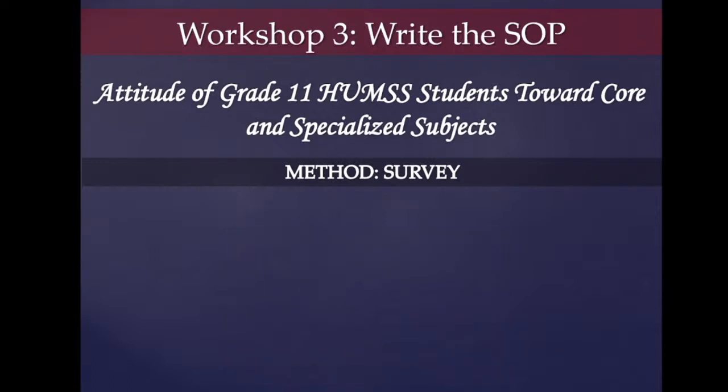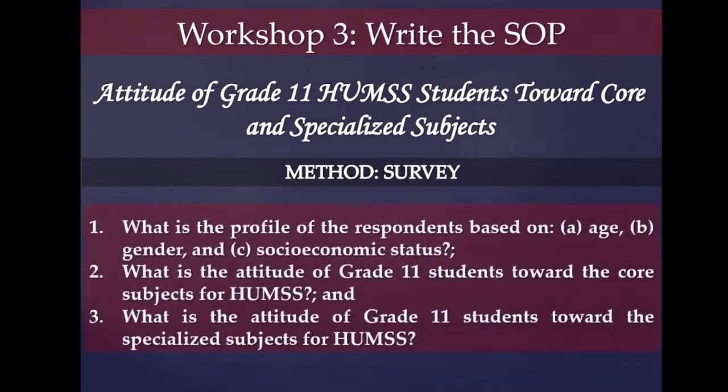Okay, so time's up. Let us see the possible list of research questions. As number 1, what is the profile of the respondents based on age, gender, and socioeconomic status? What is the attitude of Grade 11 students toward the core subjects for HUMSS? And lastly, what is the attitude of Grade 11 students toward the specialized subjects for HUMSS? Here we begin asking about the demographic profile first, followed by the attitude of the respondents toward the core subjects, then by their attitude to specialized subjects.